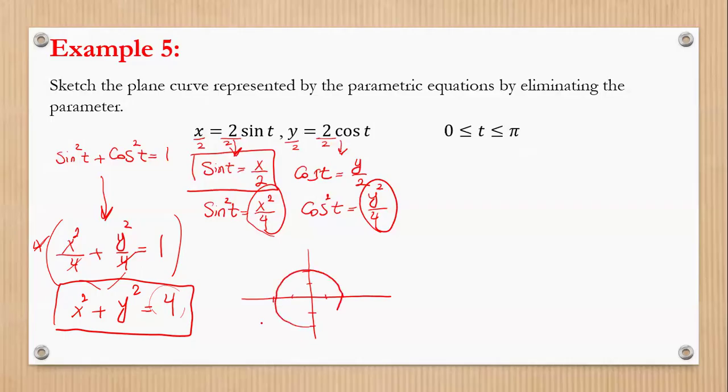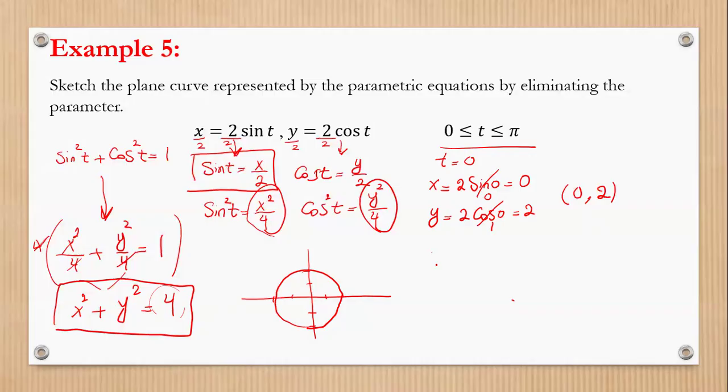No, because t is restricted from 0 to pi. So we're going to replace 0 and pi to find the first and last point of the graph. If we replace t by 0, the first equation x is 2 sine of 0. Sine of 0 is 0. 2 times 0 is 0. Y is 2 cosine of 0. Cosine of 0 is 1, and 2 times 1 is 2. So we have one point, which is (0, 2).